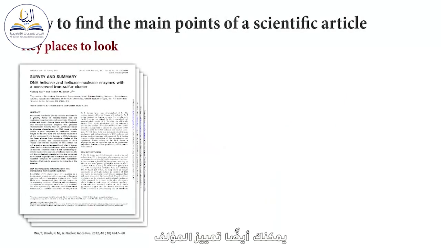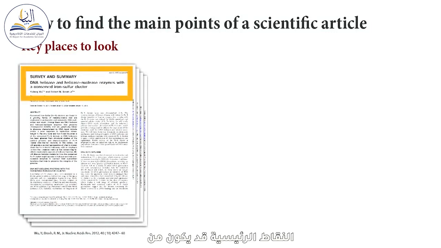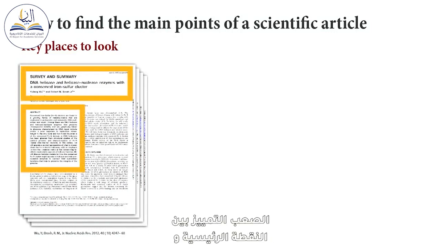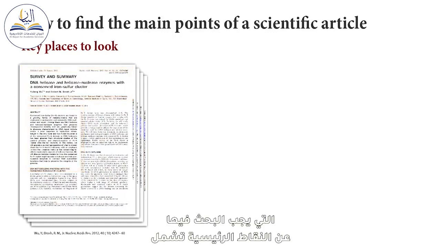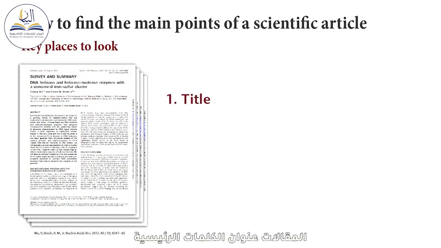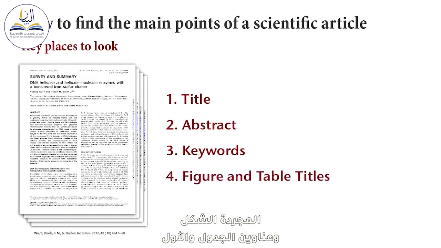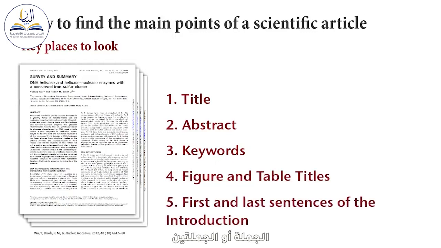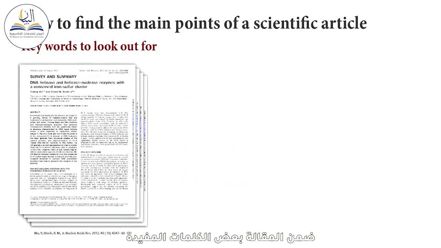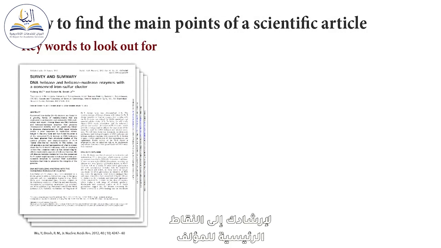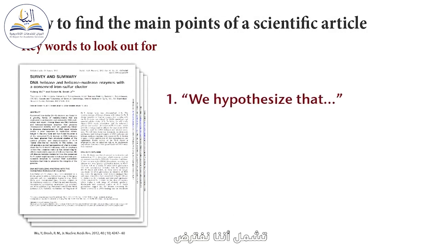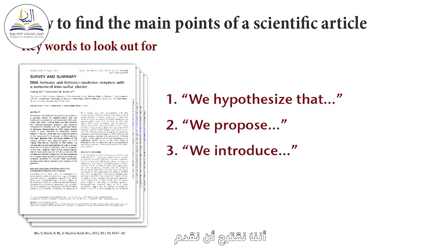While you are reading through the article, also distinguish the author's main points. It can be difficult to distinguish between the main point and less relevant subpoints. Key places to look for main points include the article's title, the abstract, keywords, the figure and table titles, and the first sentence or last couple of sentences in the introduction section. Within the article, some useful words to clue you in on the author's main points include, we hypothesize that, we propose, we introduce.